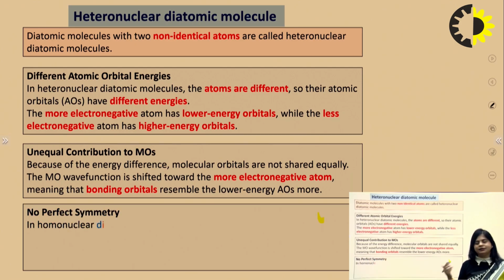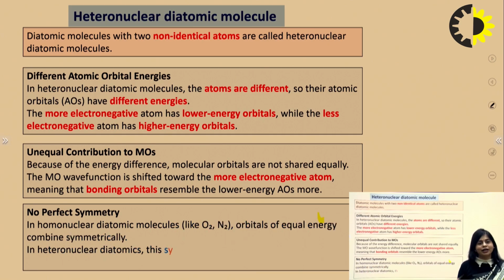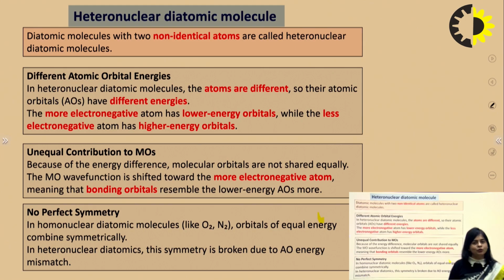They do not have perfect symmetry. When we talk about homodiatomic molecules, the orbitals are equal, both atoms are the same, so they have equal energy, and they combine symmetrically. But in heteronuclear diatomic molecules, this symmetry is broken because both atoms are different in nature.